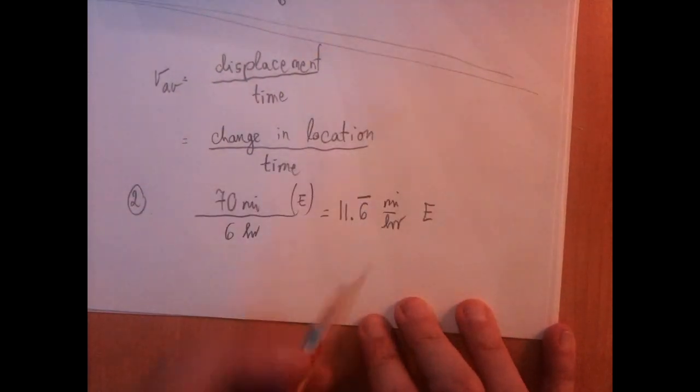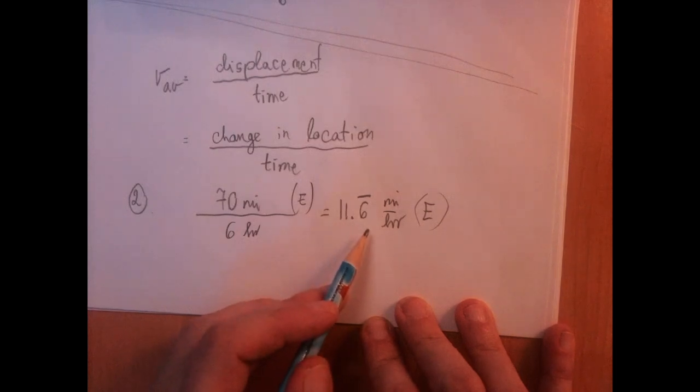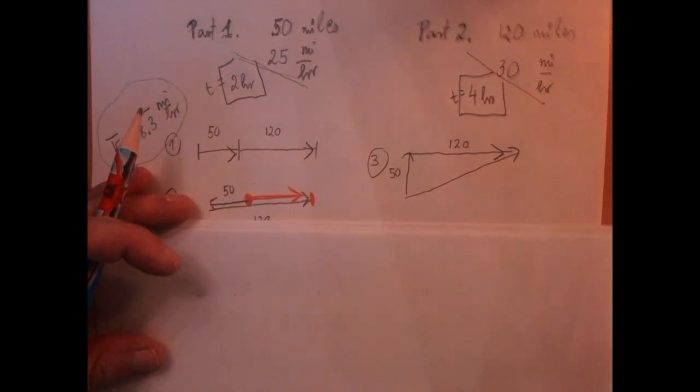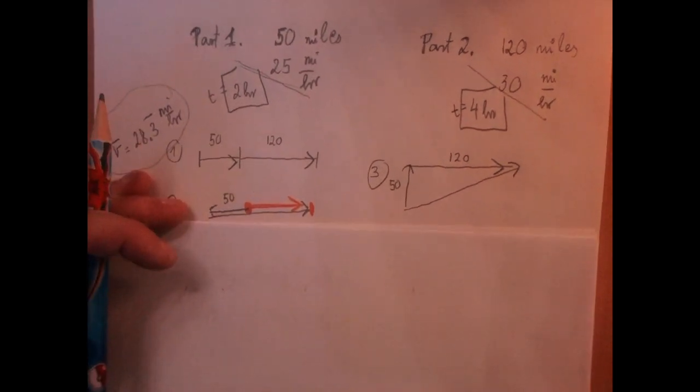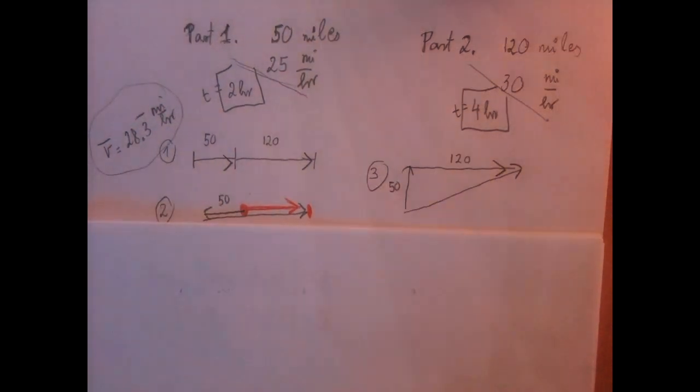So the average velocity is 11.66666 miles per hour towards east. So the third case is when we have 50 miles of traveling north and then 120 miles east.